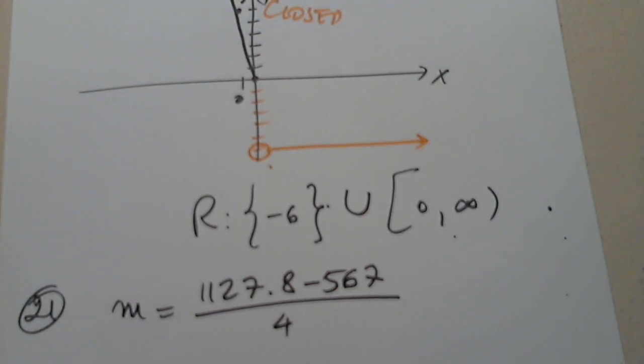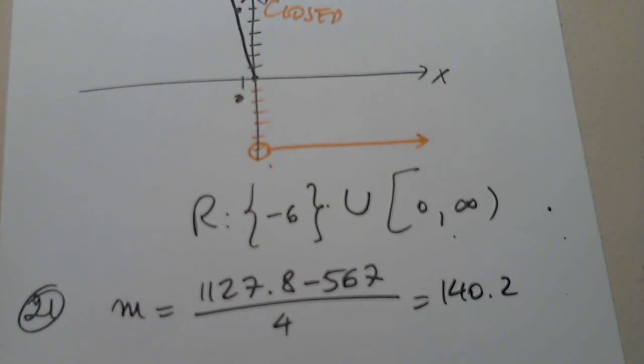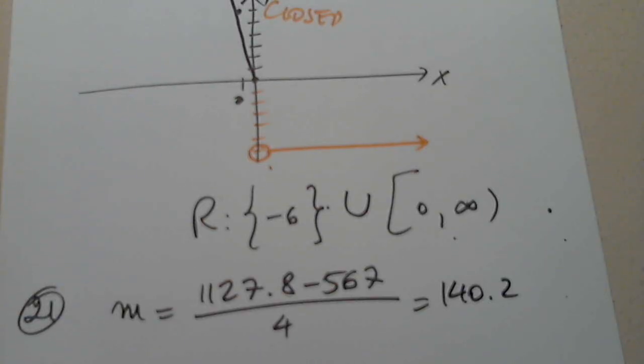So how do I determine this? I will put in the calculator with parentheses. Be very careful. Parentheses in one step, so you don't have to enter it more than once. That's why you need parentheses. Okay, minus 567, now parentheses, and divide by 4. So the slope is 140.2. That's done.